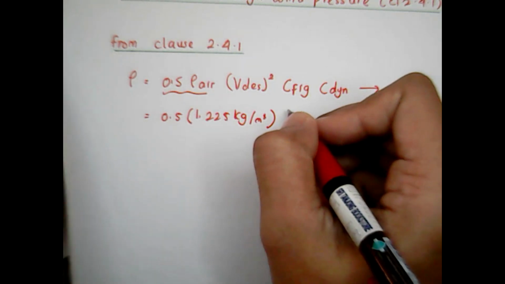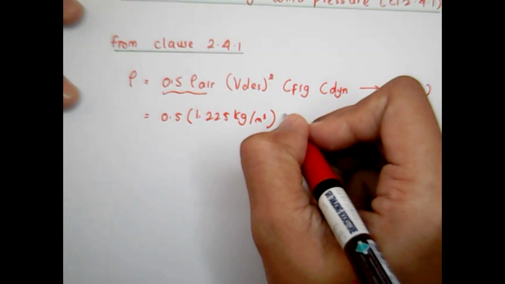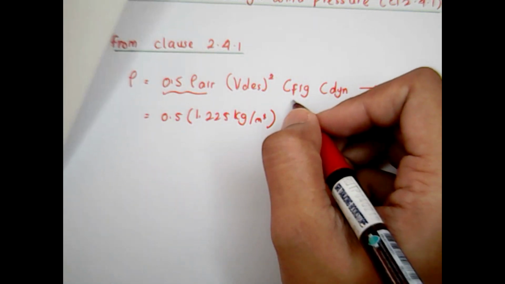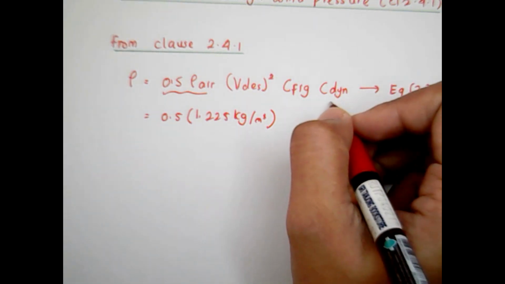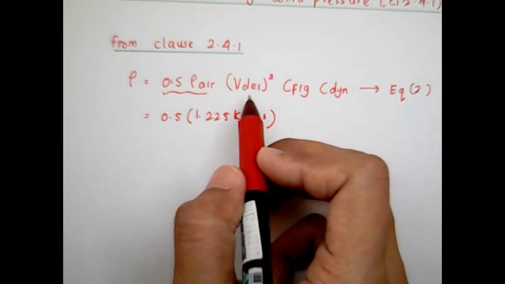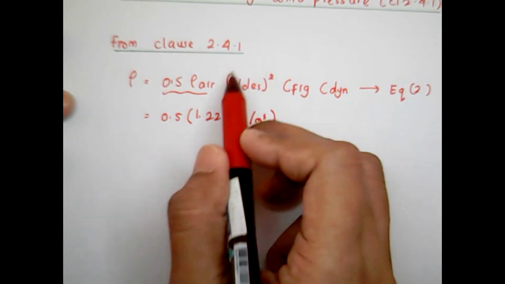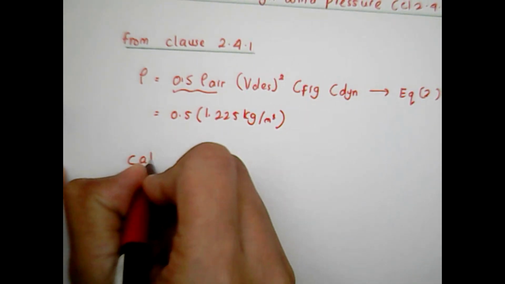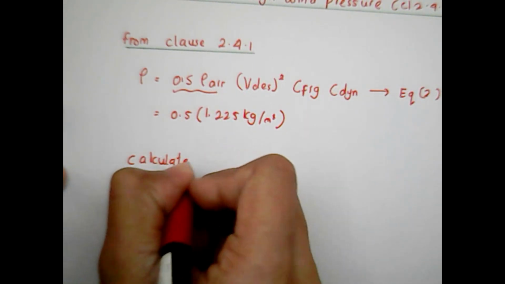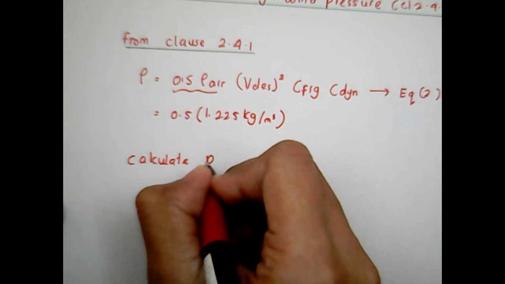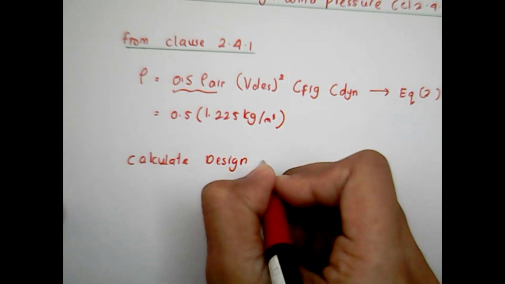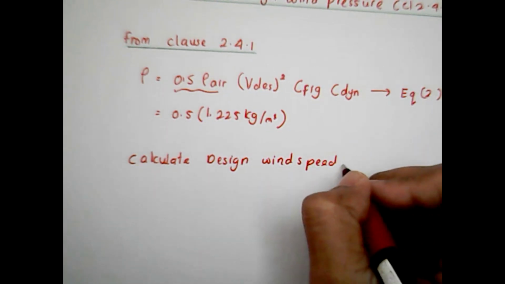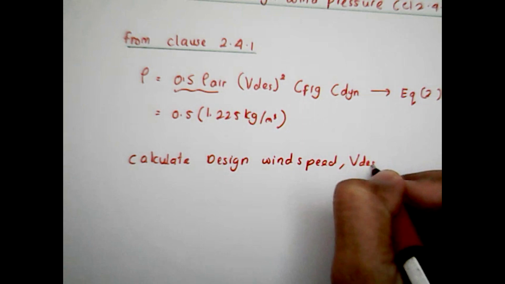Okay, so V dash is the design wind speed times the design wind speed, and your C fig is the aerodynamic shape factor, and C dim. So now let's first calculate what your V dash is. Okay, so now calculate your design wind speed, which is the V dash.